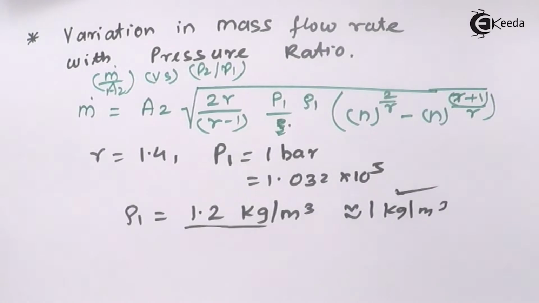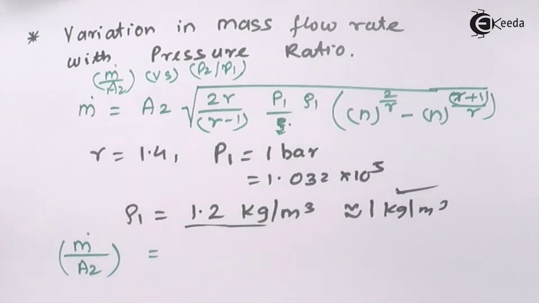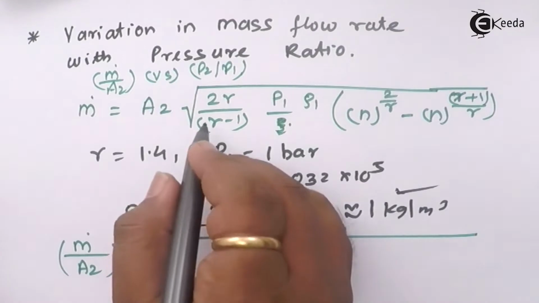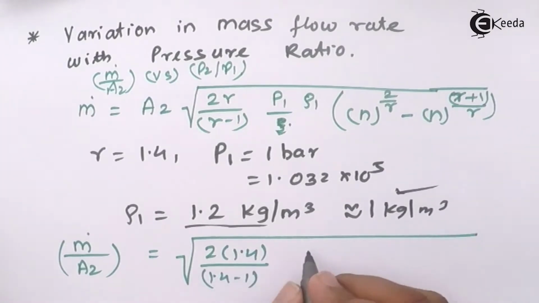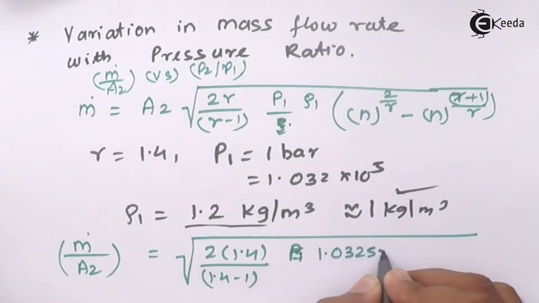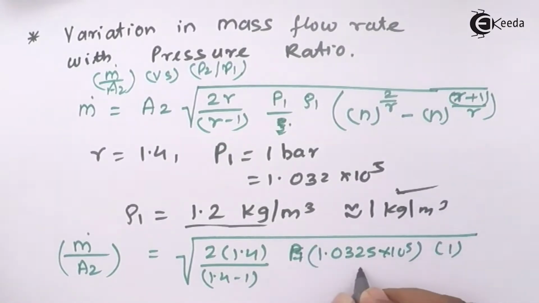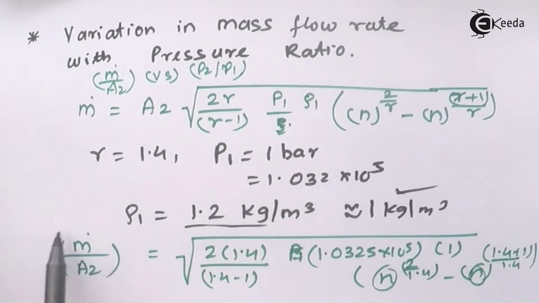So what we have to calculate over here, there are two variables. Mass flow rate per unit area is equal to the square root of 2 into 1.4 upon 1.4 minus 1, into P1, whose value is 1.0325 into 10 to the power 5, into 1, and n raised to 2 upon 1.4 minus n raised to 1.4 plus 1 upon 1.4. So this is the entire value we have. We have to vary the value of n and see the effect.